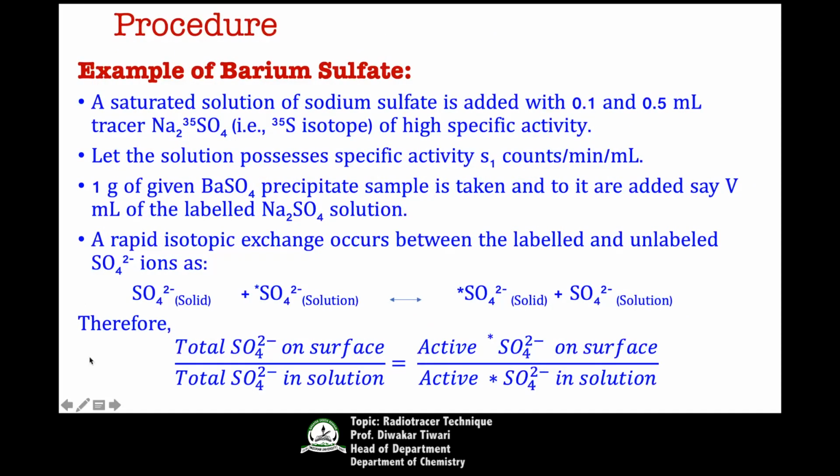How do we proceed with the surface area determination? It is very simple to understand. What we used to do, we used to take a saturated solution of sodium sulfate, which has been tagged with a radioisotope, say for example sulfur-35, whose specific radioactivity is initially known. Let the solution possess a specific radioactivity, say S1 counts per minute per ml.